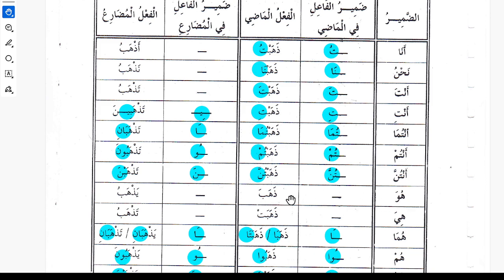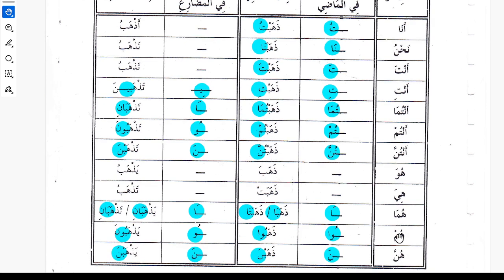So if you look at the past tense: huwa zahaba, hiya zahabat, huma zahaba or zahabata. If huma is for two masculine, then it is zahaba. If it is two feminine, then it is zahabata. Hum is zahabu and hunna is zahabna. So hum is all masculine, two plus, and hunna is zahabna. So this is the third person pronouns. Only the highlighted ones are the damirul fa'il.